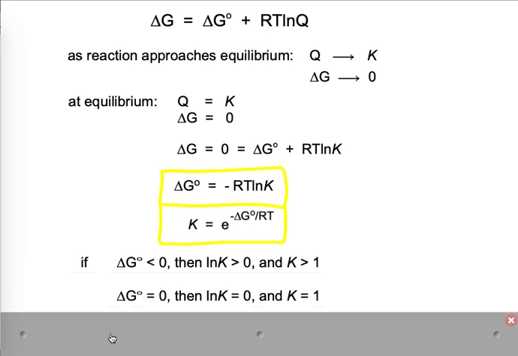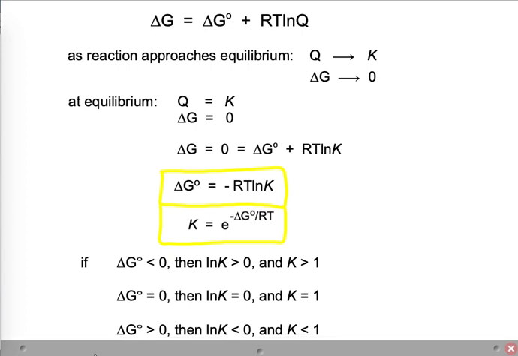If delta G naught happens to be equal to 0, then the natural logarithm of K is equal to 0, and the equilibrium constant is equal to 1, meaning neither the reactants nor products are favored. On the other hand, if delta G naught is positive, then the natural logarithm of the equilibrium constant is negative and K is less than 1. Again, a positive value of delta G naught is associated with a non-spontaneous process, and that is consistent with an equilibrium constant that is less than 1. So now it all makes sense.